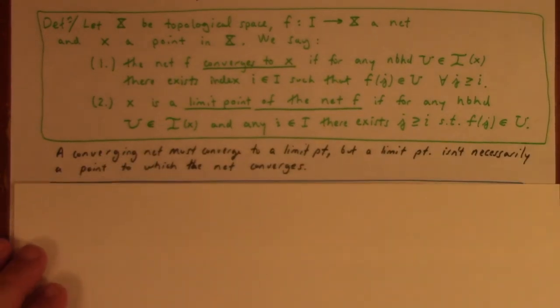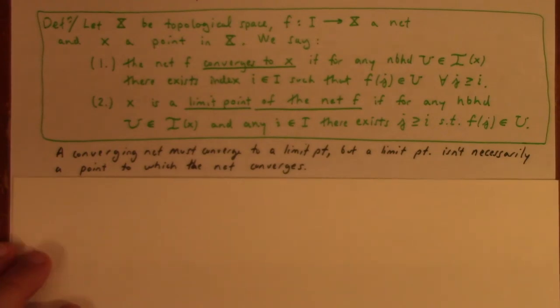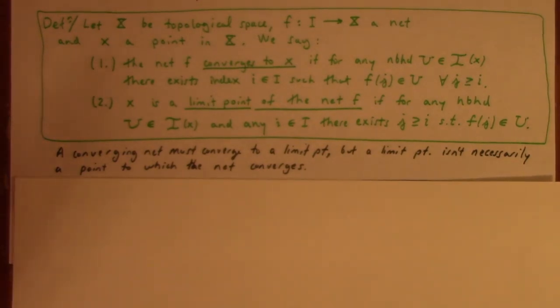So a converging net must converge to a limit point, but a limit point isn't necessarily a point to which the net converges. That was the same situation as for sequences. Every convergent sequence has a limit point. However, every sequence which has a limit point does not necessarily converge to said limit point.